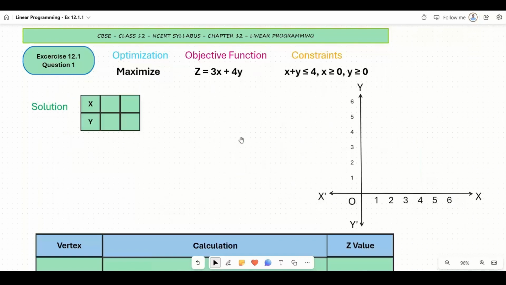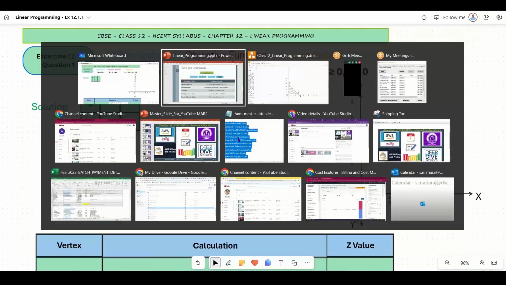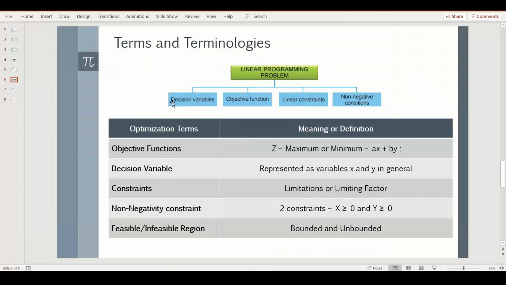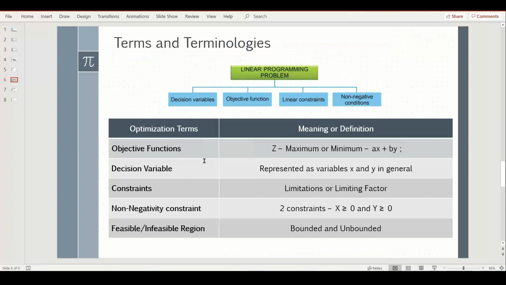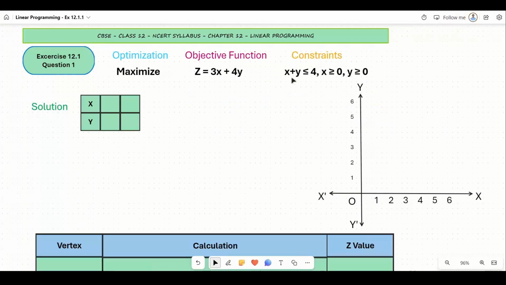As I explained earlier, there are certain terms that we need to be familiar with. These are the terms that we talked about. For example, in this question, the objective function is z is equal to 3x plus 4y, and there are two different variables in this. And what is the constraint that we have got? There are three different constraints: x plus y less than or equal to 4, x is greater than or equal to 0, y is greater than or equal to 1.